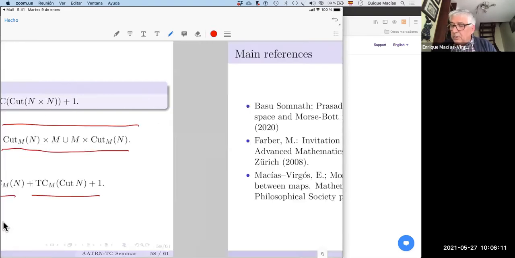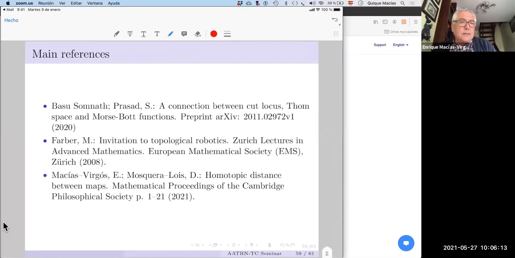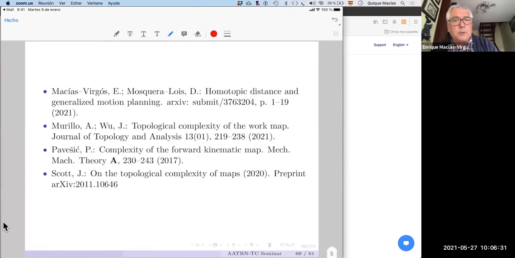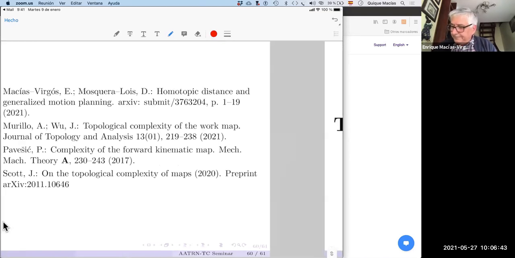So I think this is all. You have here some references: the Basu and Prasad paper I cited before, the paper where Farber spoke about navigation functions, our paper in the Cambridge Journal, another paper that we posted this week on the arXiv, and the papers by Murillo, Gu, Pavesic, and Scott. And thank you very much. That's all. Thank you.